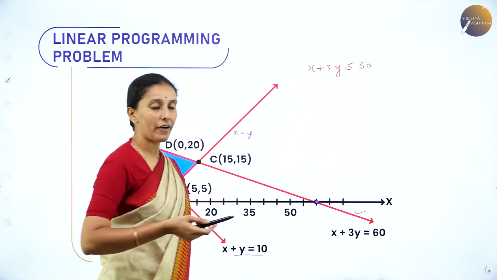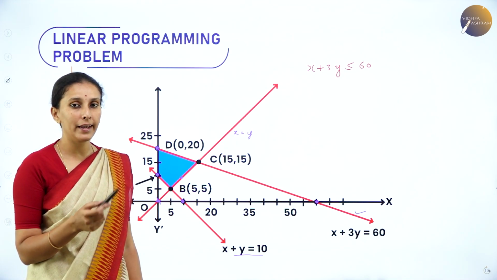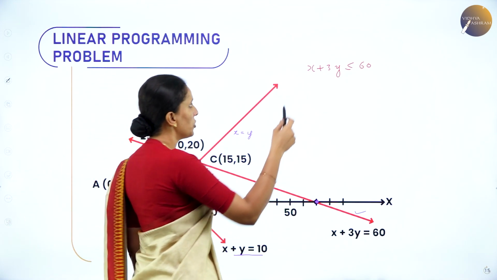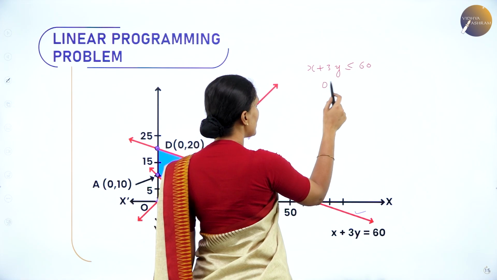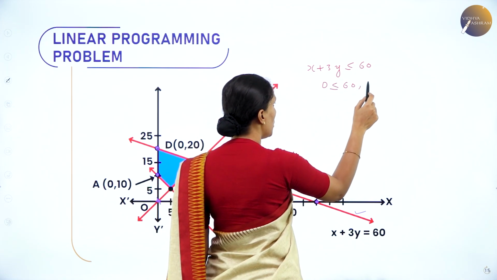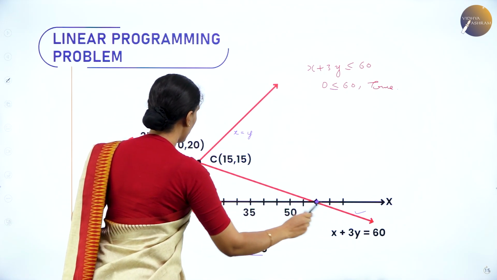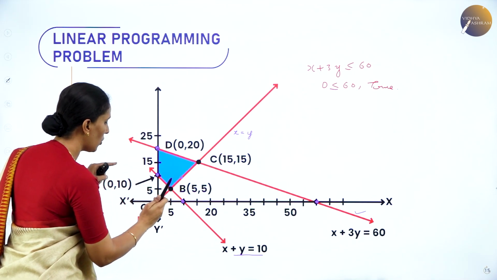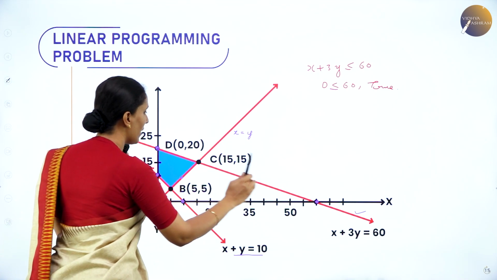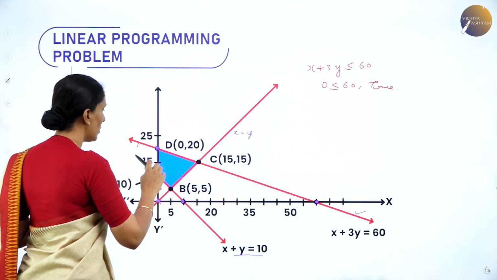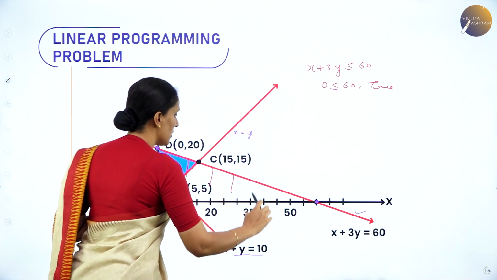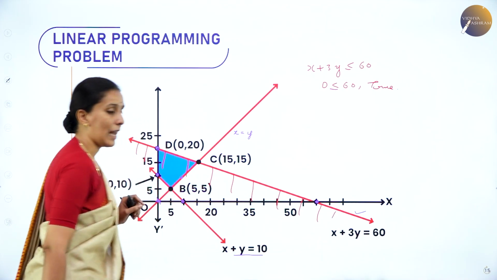I told you when you're finding the feasible region, you have to take x and y as 0, 0. So if you take x and y as 0, we get 0 less than or equal to 60, which is a true statement. Obviously, the region containing 0 will act as a solution for the given inequality here. So this will be the solution region for this line.